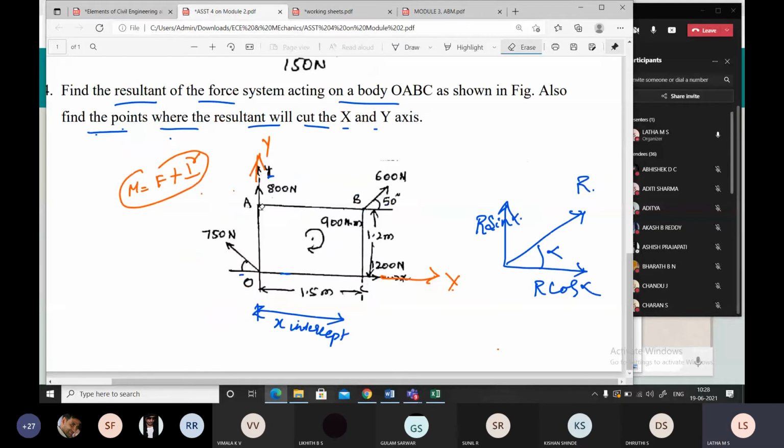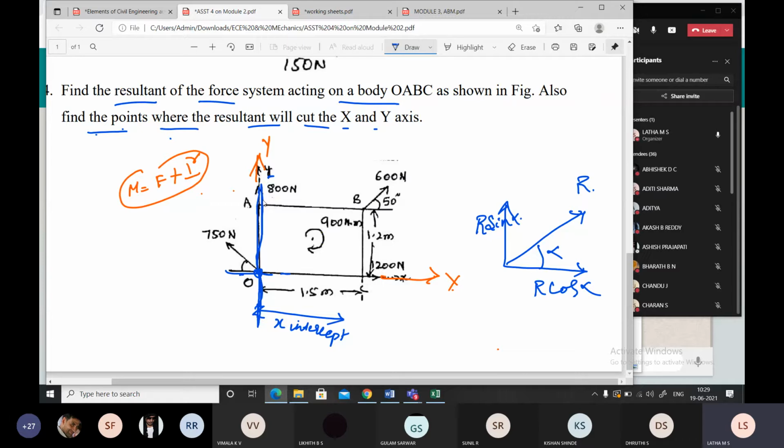Next, what about 800, students? See where it is passing through. It is passing through which point? Which is O. About which point are we taking the moment? About O only. Will that contribute any moment? The force is here. Where is the perpendicular distance?